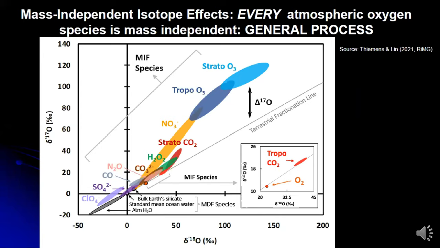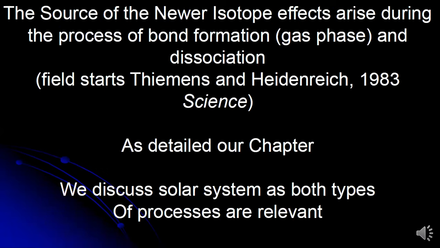These are all the different atmospheric species that contain oxygen in the Earth's atmosphere, and all of them are mass independent. We've measured all of these in our lab except for chlorate, which Weiming Bao wrote a series of papers on, and that's shown down in the bottom left-hand part of the picture.